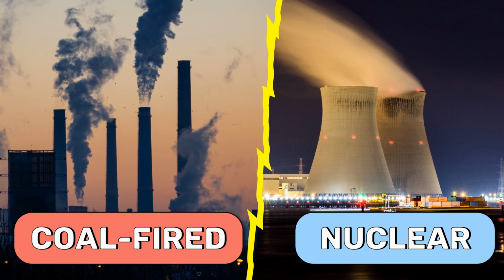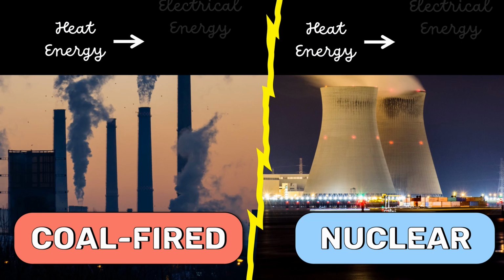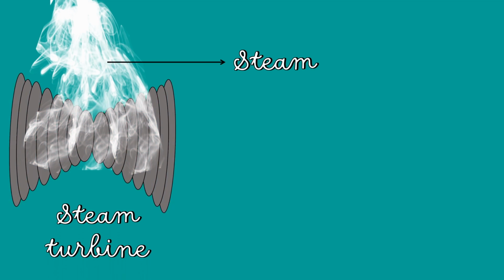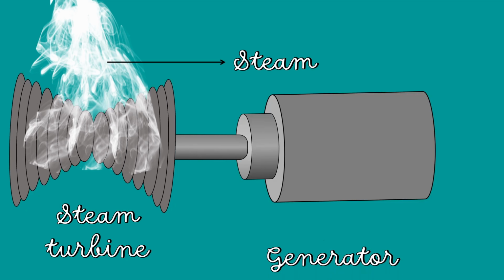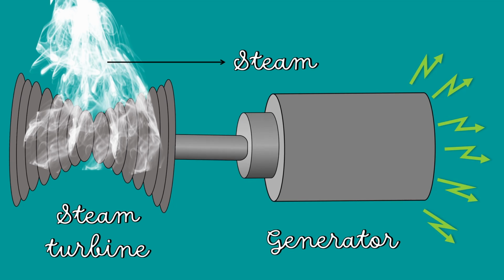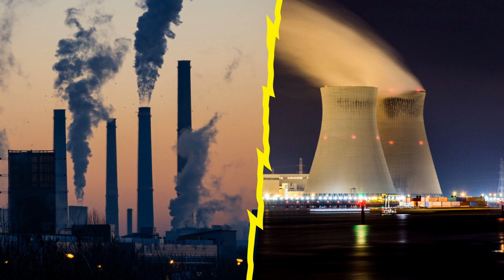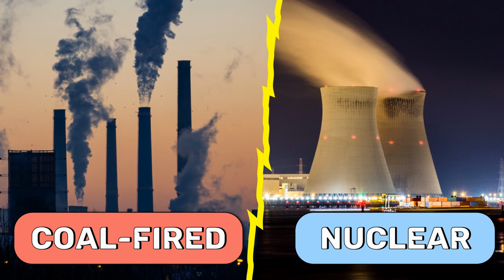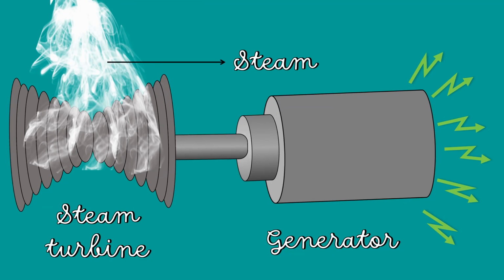Coal-fired thermal power plants and nuclear power plants convert heat energy into electrical energy. In both cases, steam is generated to drive a steam turbine which is coupled with a generator that generates electricity. The main difference between coal-fired thermal and nuclear power plants lies in the method of generating steam.